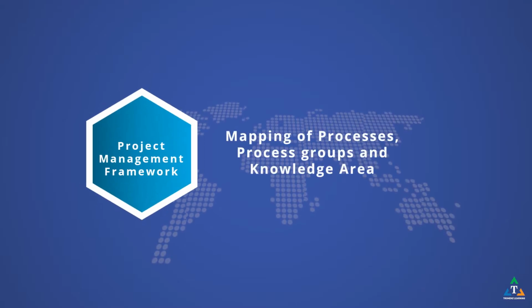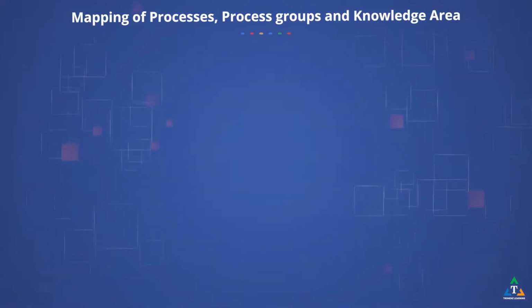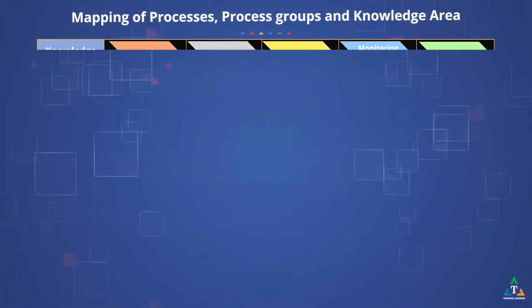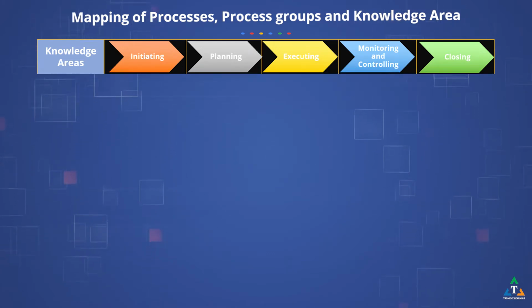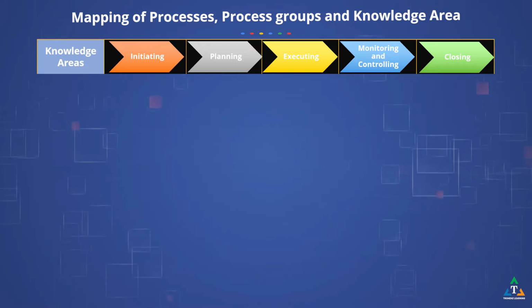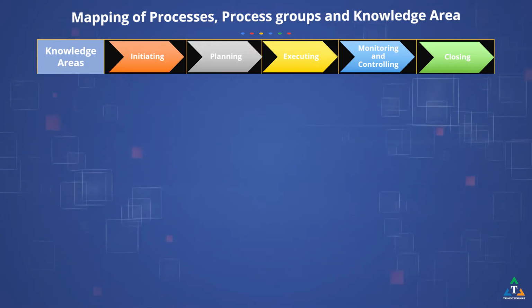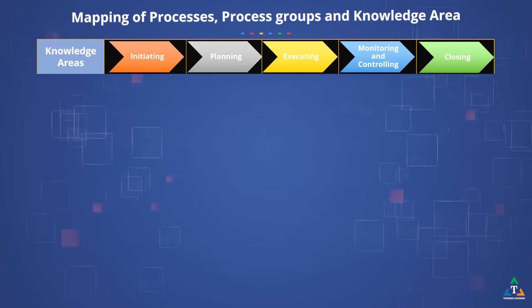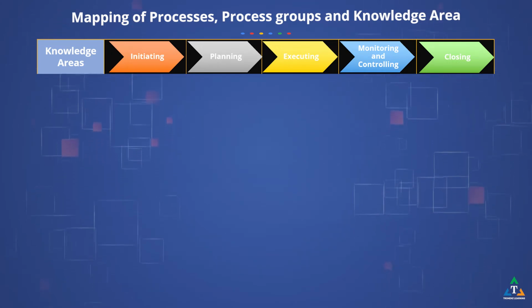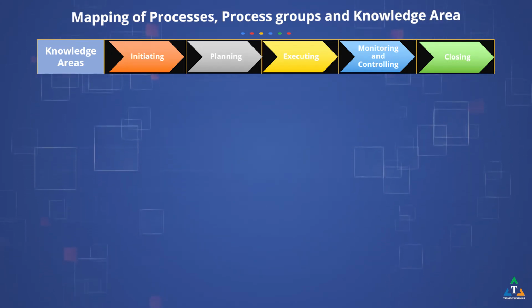Mapping of processes, process groups, and knowledge areas. The PMBOK guide defines 5 process groups, 10 knowledge areas, and 49 processes. The PMBOK guide shows you the knowledge areas down the side, the process groups along the top, and maps the different processes in the relevant boxes.